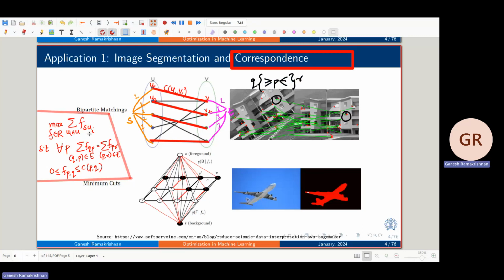So they are pixels. In the case of images, they are pixels. They could also be small blocks you could consider. So the resolution at which you want to do the correspondence is something you need to decide. Now we have subscribed to some level of resolution. At that resolution, we are trying to do the matching.